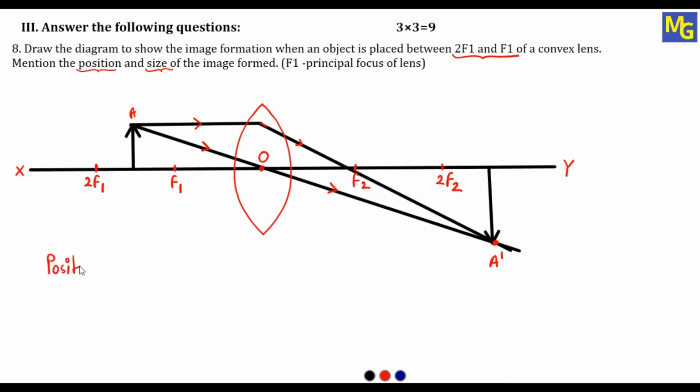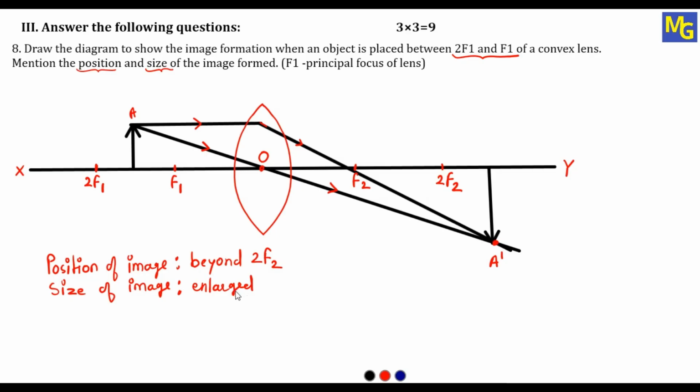So I'll write it here: position of image, beyond 2F2. Then they have asked the size. Size of image. You can see that compared to the object, our image is big, so I'll write here enlarged.